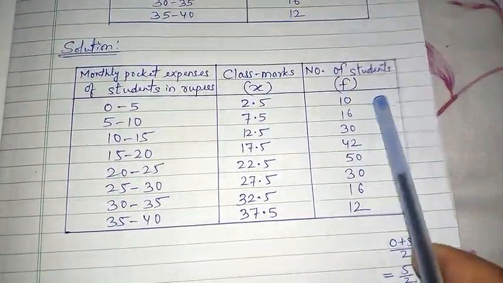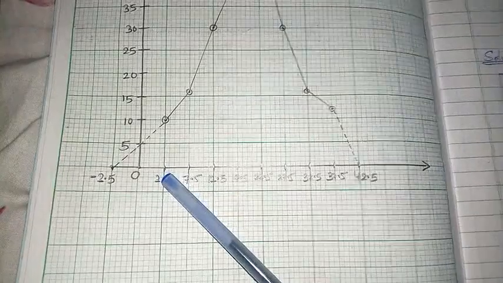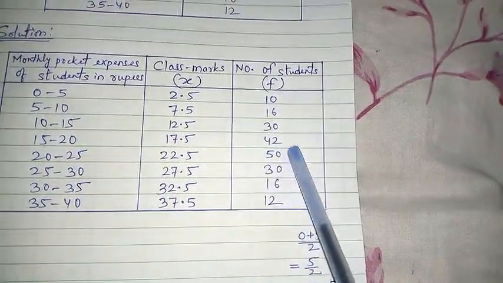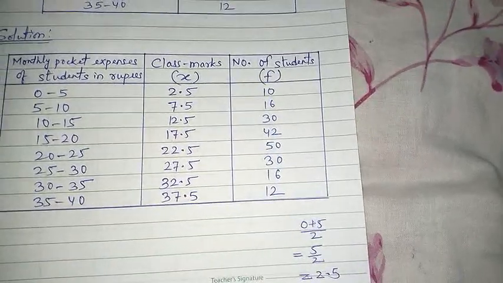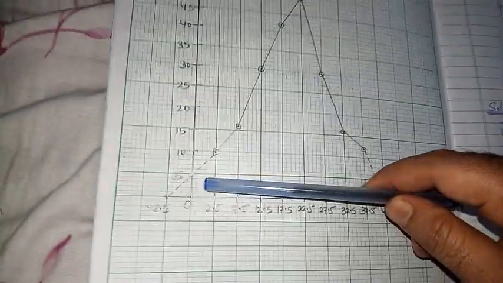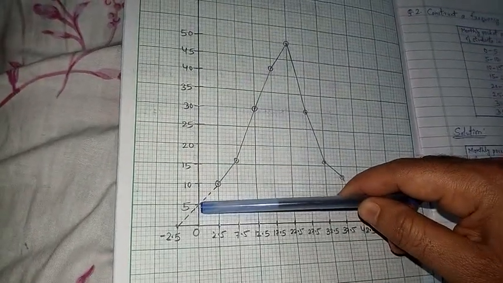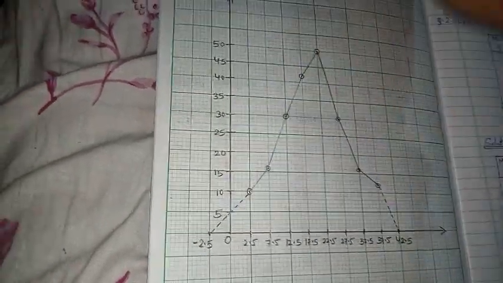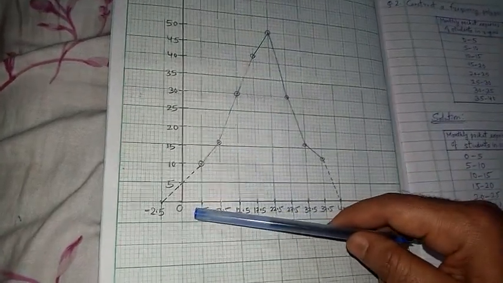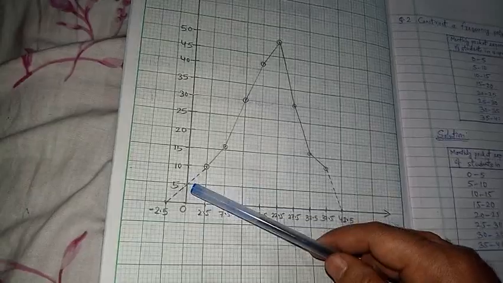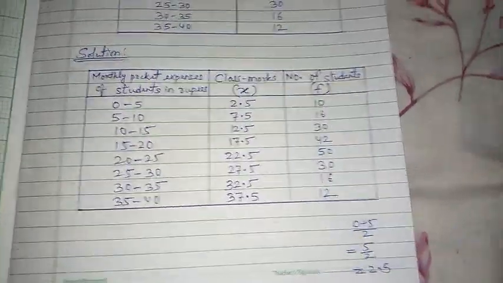And now, plotting time: 2.5 and 10. So 2.5 is here. Achha, one more thing I forgot to say. What is the highest number here? 50. That means if the highest number is 50, I should take multiples of 5 here: 5, 10, 15. Because if I take multiples of 2, 25 lines will be required. If I take multiples of 1, 50 lines will be required. It will be huge. So the best one is multiple of 5, because the highest number is 50.